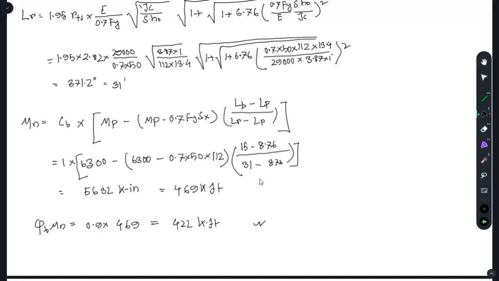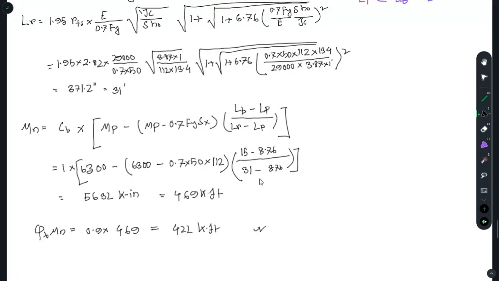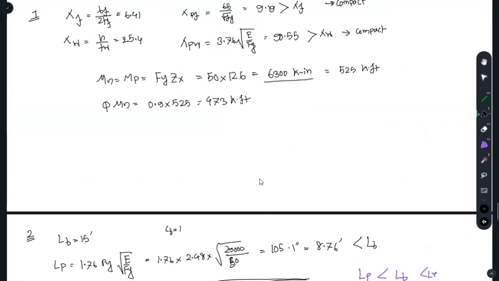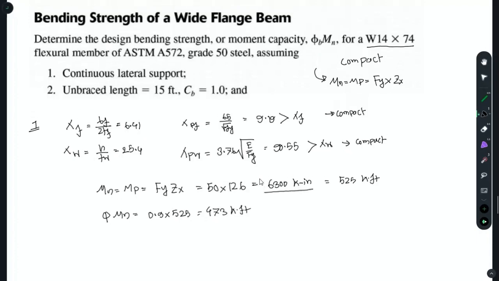So if your beam is braced, then the thing is different. If your beam is not braced, torsional buckling will happen, and for torsional buckling, the moment you're getting will be a reduced value. So that's the thing.